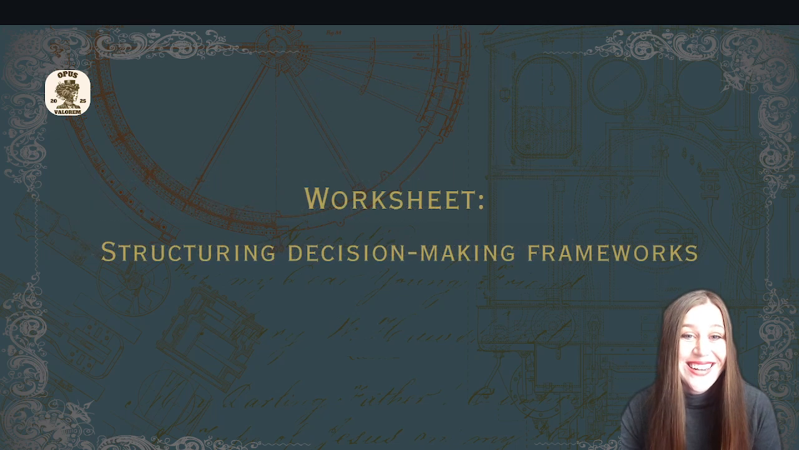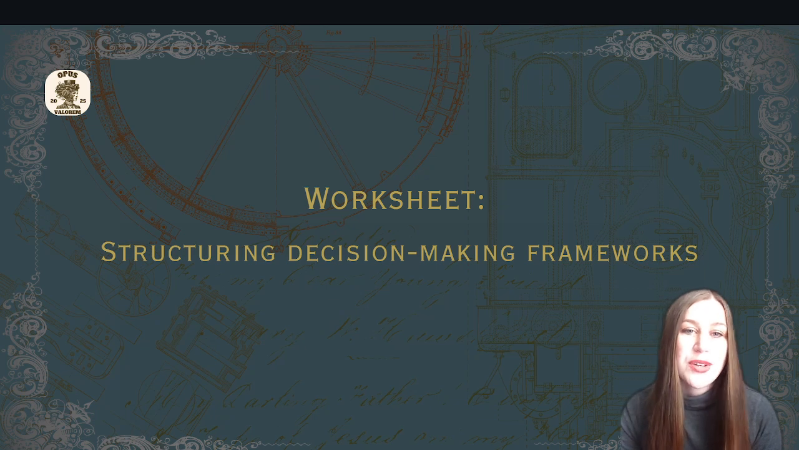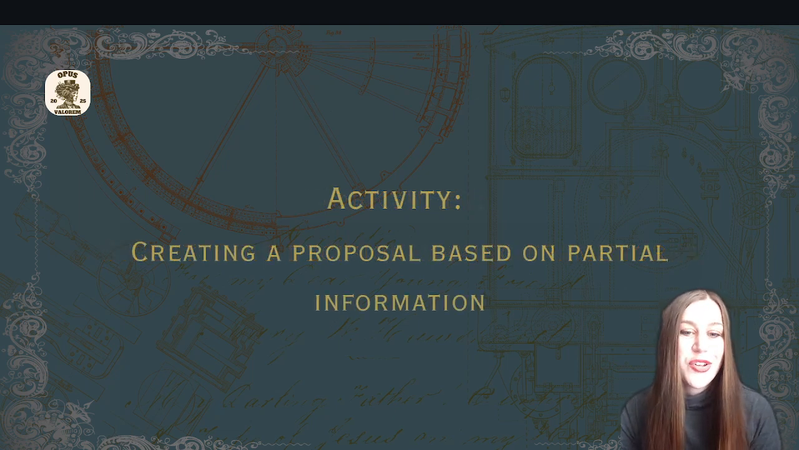All right, now you get to apply these concepts in real-world engineering decisions. This worksheet walks you through key decision-making frameworks and helps you to practice structuring decisions in a consulting context. You can use it in your next ambiguous project. In the activity, you'll create an engineering proposal with missing data, just like in real consulting work. By doing this, you'll build confidence in making structured, rational decisions, even when faced with uncertainty.